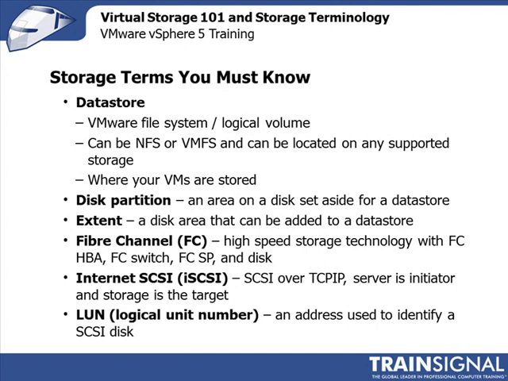An extent is a disk area that can be added to a data store, so in case you want to increase the size of the data store. Now that's not valid typically anymore these days, since VMFS 5 now allows you to do 64 terabyte data stores. With all due respect, if you want to extend that, then you have some other issues. Fibre Channel, otherwise known as FC, is a high-speed storage technology with Fibre Channel HBAs, Fibre Channel switches, otherwise known as the fabric, Fibre Channel storage processors, and disk.